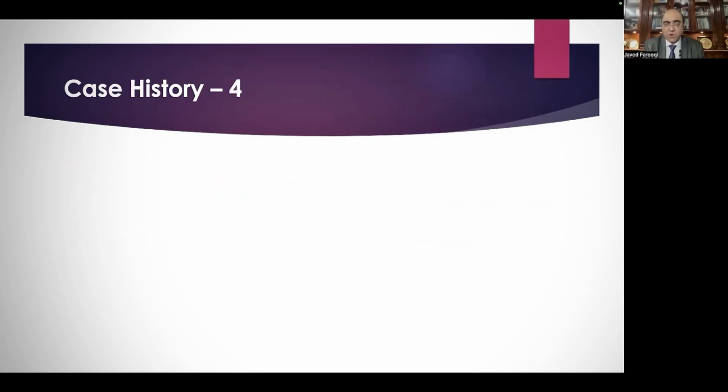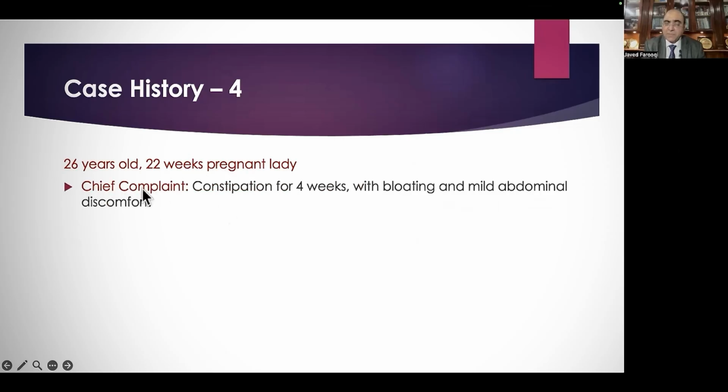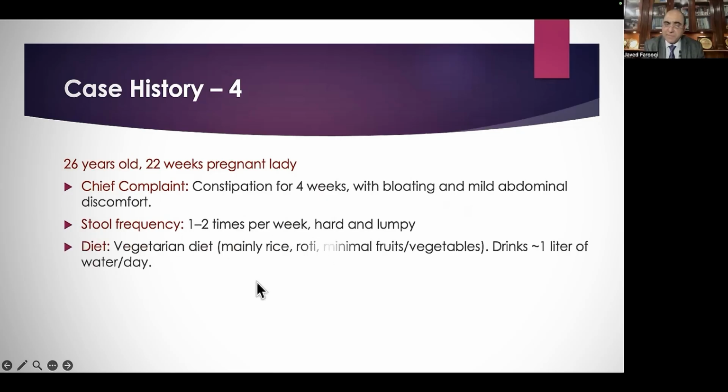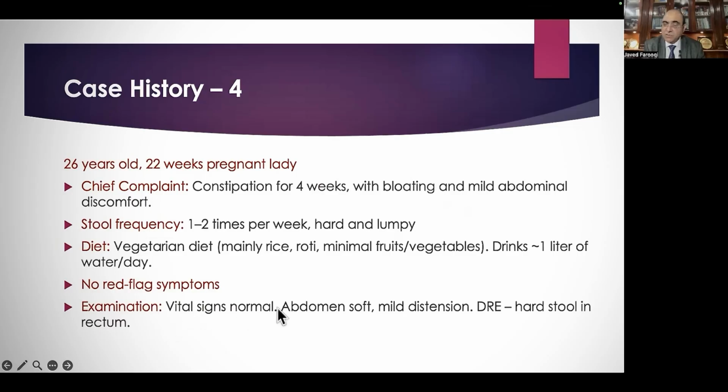Now, the case history number 4, 26 years old, 22 weeks pregnant lady. Chief complaints constipation for 4 weeks with bloating and mild abdominal discomfort. Stool frequency 1 to 2 times per week, hard and lumpy. The diet is vegetarian diet, mainly rice, roti, minimal fruits and vegetables. Drinks around a liter of water per day. No red flag symptoms. On examination, vital signs normal, abdomen soft, mild distension, DRE hard stools in rectum.